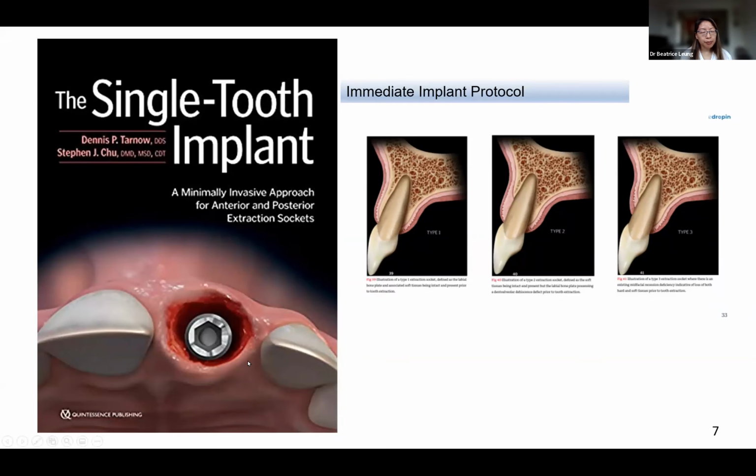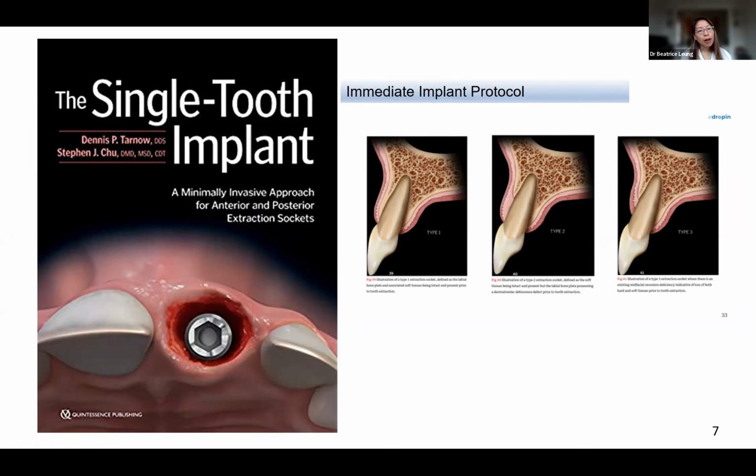And so this is the book that is written by Dennis Tarnow and Stephen Chu, which are two very prominent specialists in New York. And most of my material is really based on this book because I really love this book. It's scientifically based, it's not overly complicated, but it really focuses on the single tooth implant scenario. When can you consider an immediate implant protocol, where you can extract the tooth, place the implant, and make the temporary implant crown immediately.